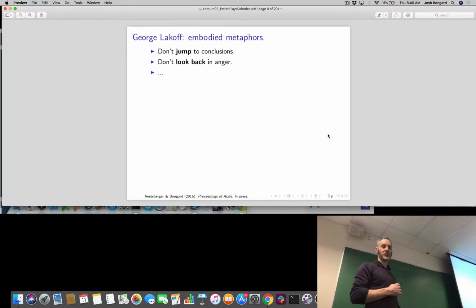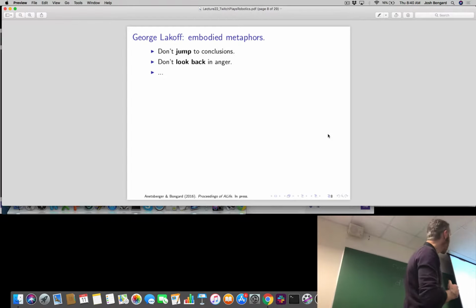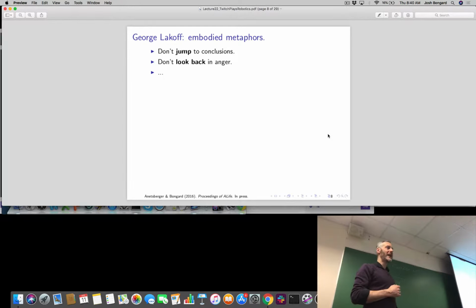Don't jump to conclusions. All right, here's another embodied metaphor here. Don't look back in anger. Very abstract, right? You can't literally look back in anger. Why look back? What is the embodied part of this metaphor?